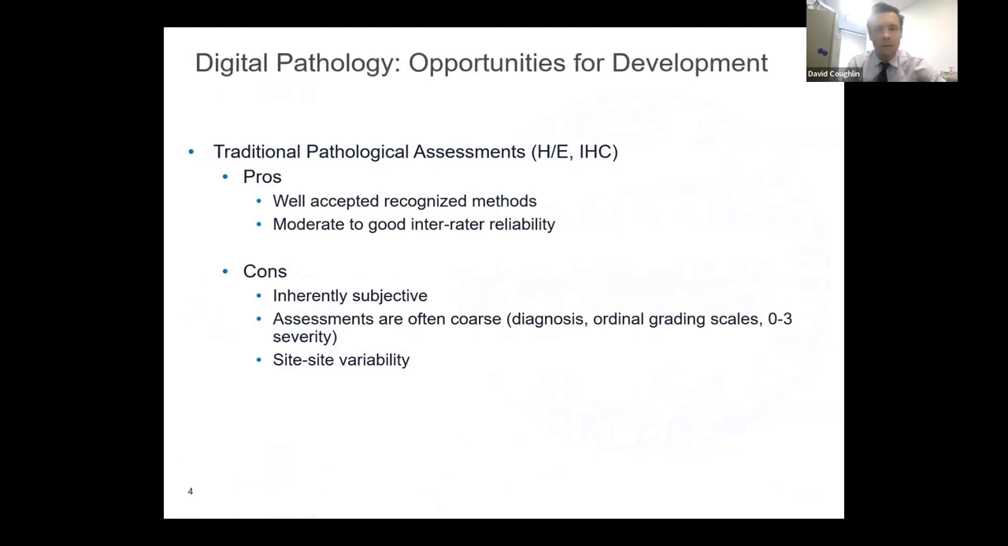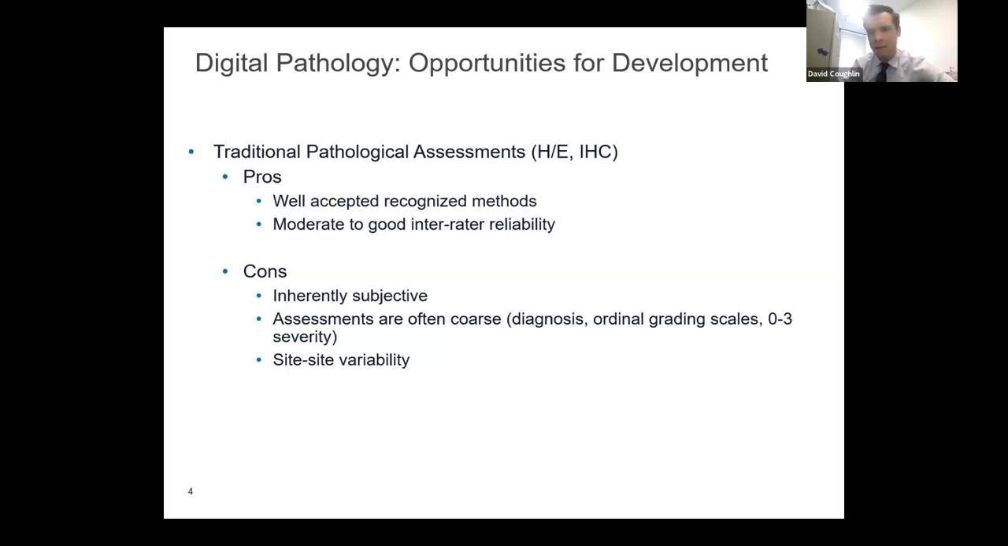I wanted to do some quick introductions about digital pathology and the large opportunities for development and advancement that this affords us in the research realm. To compare and contrast, traditional neuropathologic assessments, H&E, immunohistochemistry, and other chemical stains have been well accepted and recognized methods over many decades. In a handful of studies comparing inter-rater reliability, we tend to see moderate to good levels of inter-rater reliability across expert neuropathologists.